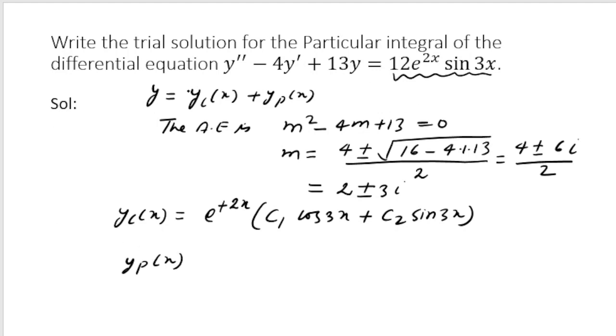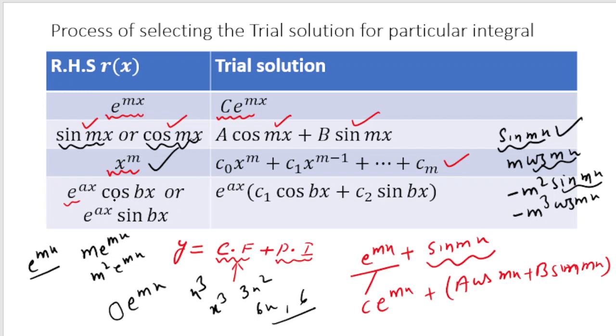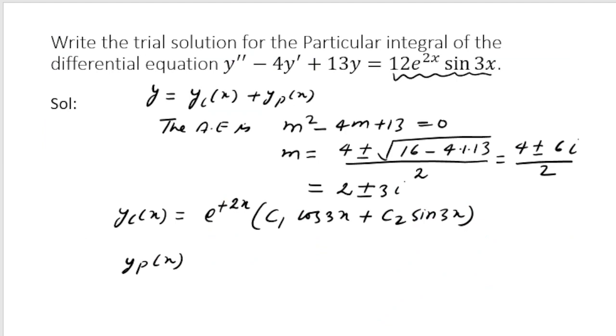As you can see, here it is a function of e to the power ax sin bx, and I just want to show you the main slide. So if you have something like e to the power ax sin bx, you take the trial solution as e to the power ax times c1 cos bx plus c2 sin bx. So what should be taken here? The trial solution should be e to the power 2x. c1 c2 I have already used, so let me use other constants, a cos 3x plus b sin 3x.